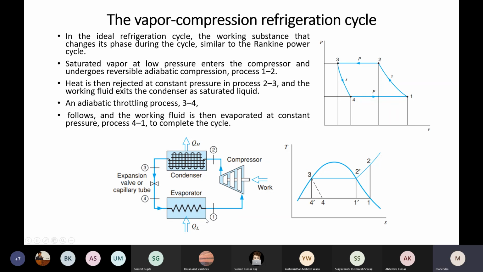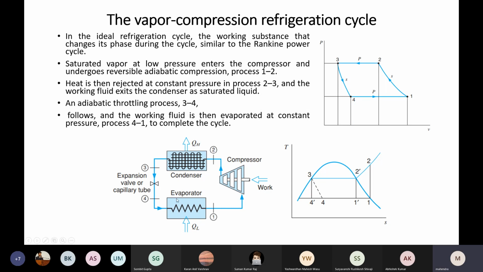This is your refrigeration cabinet where you put your foodstuff, or this is your entire room where your AC system is blowing cold air. That could be a window AC or split AC. In case of a split AC, these 3 components together are in one box, and that box you install outside. Only the evaporator you put inside the home. That is for the case of split AC.